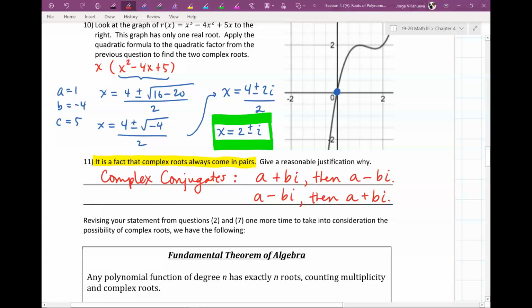This is in your notes, by the way. Remember, I put that if you have a positive bi, then you have a negative bi. And if you have a negative bi, you must have a positive bi. Those were called complex conjugates. This is why we always have 2, because if you find one, then the other just has a different sign in the middle.